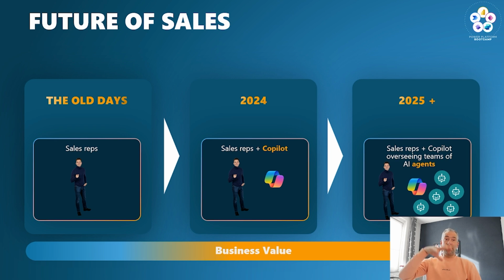And as of this year, a sales rep still has their CRM system and still has their personal Copilot. But as of this year, a sales rep will be overseeing a team of AI agents that is also doing part of his or her job. And that's a completely different world. That's what we call the agentic era, agentic AI.